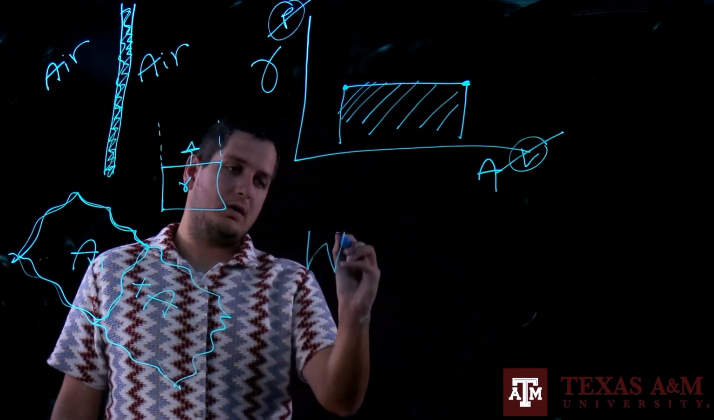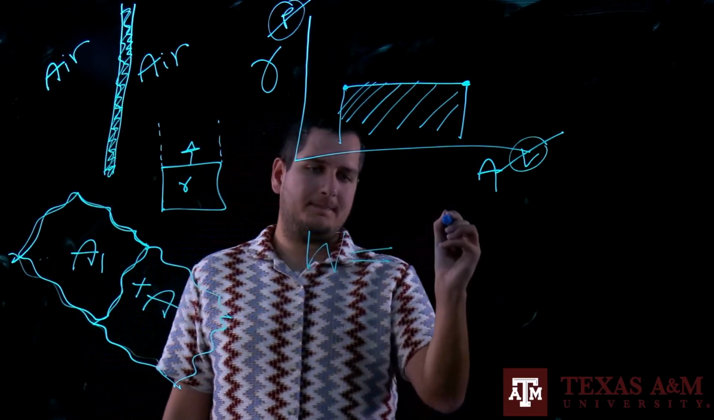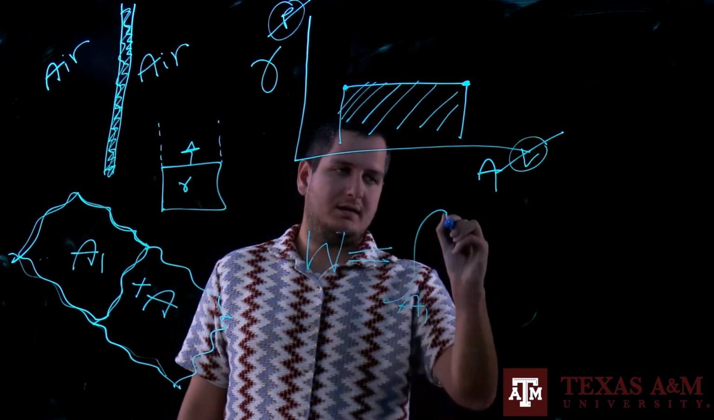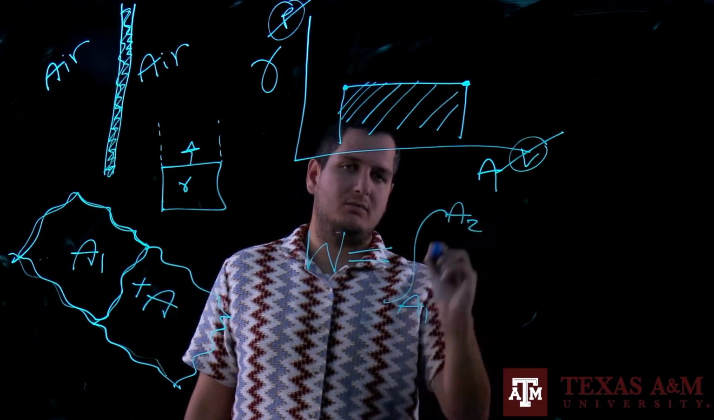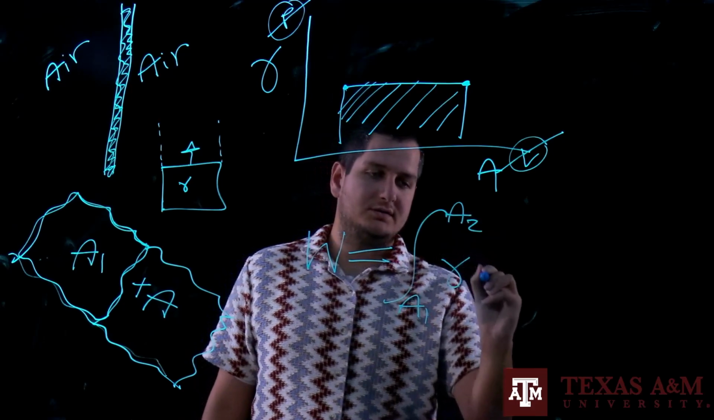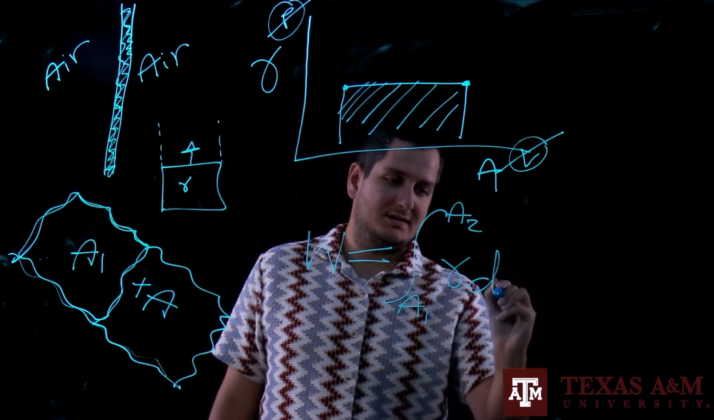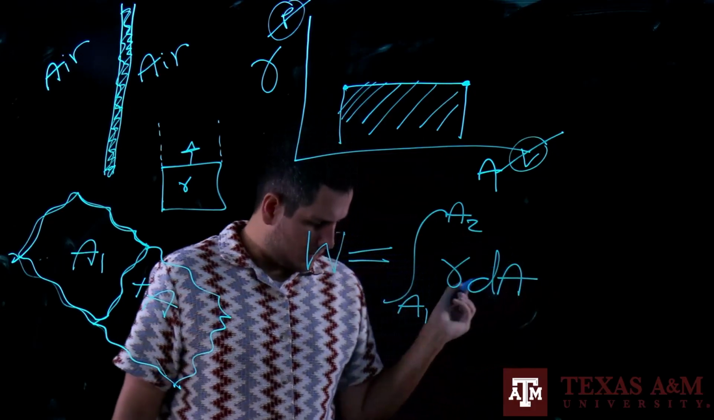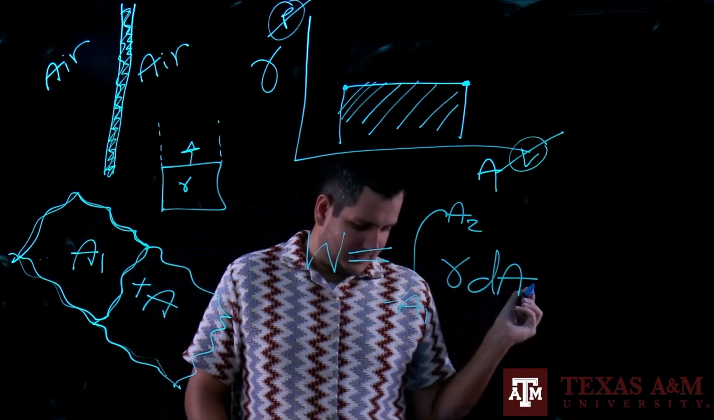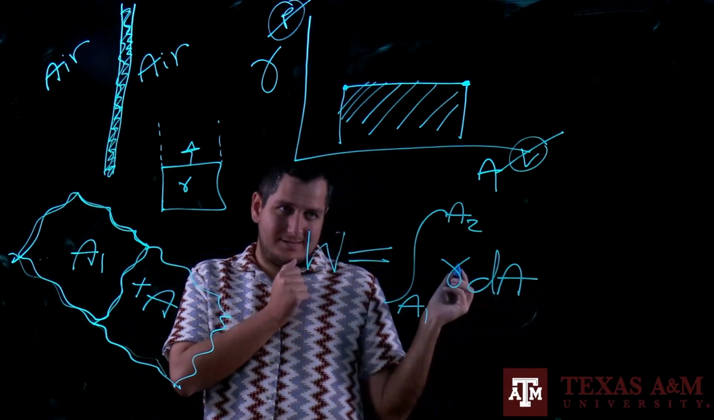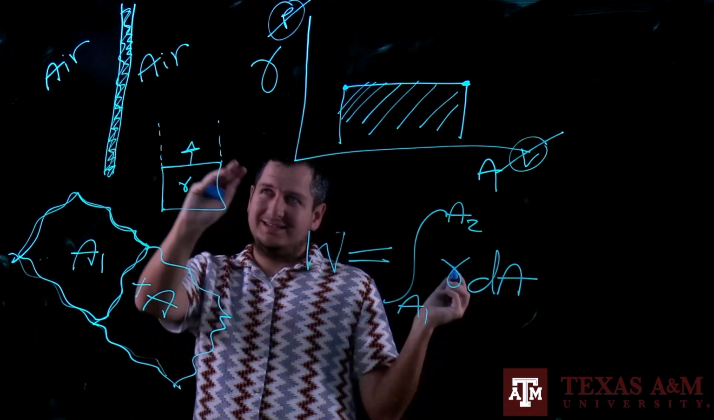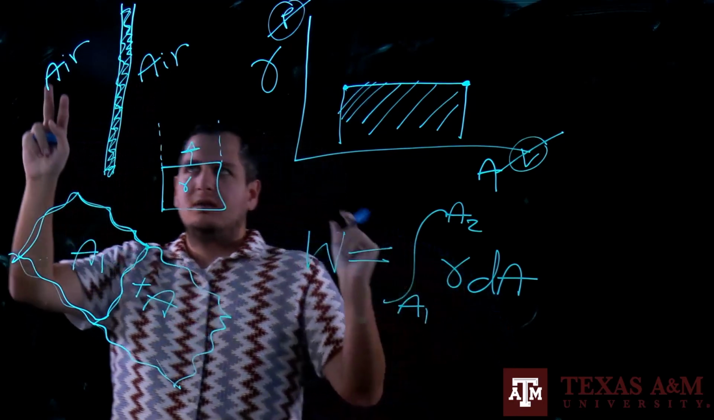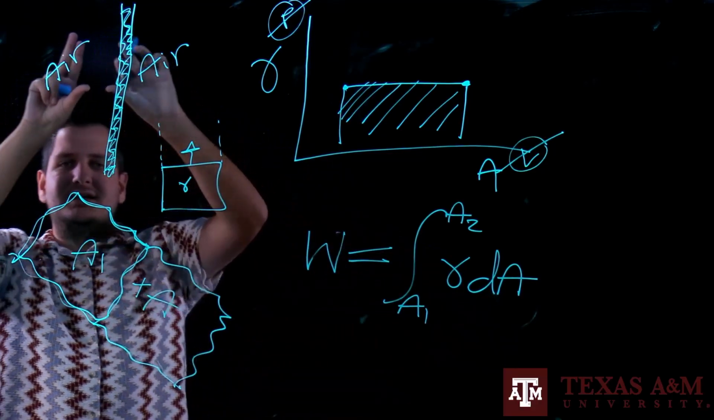So surface work would be the integral from area 1 to area 2 of surface tension dA, right? Wrong. That is because we have two surfaces, unfortunately. We have the surface on this end and this end.